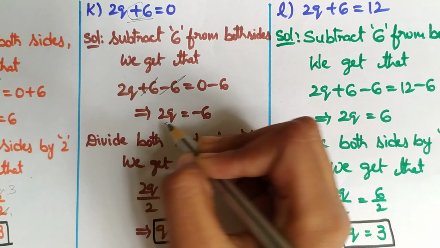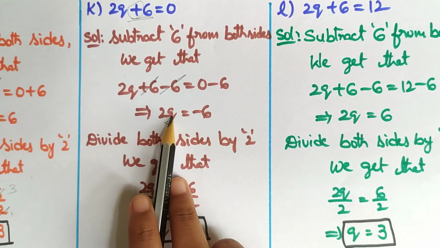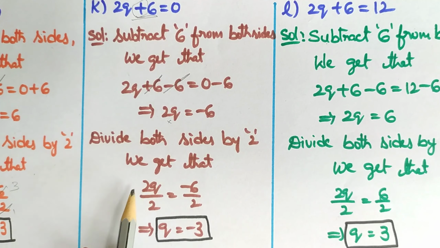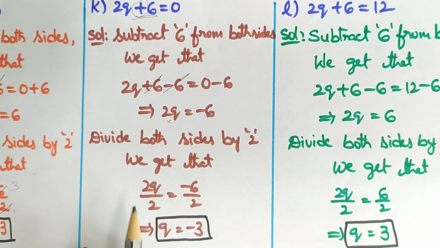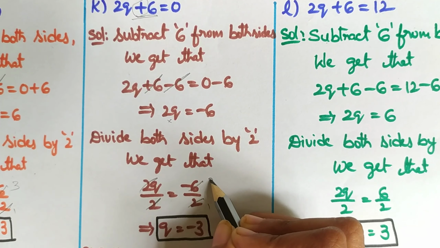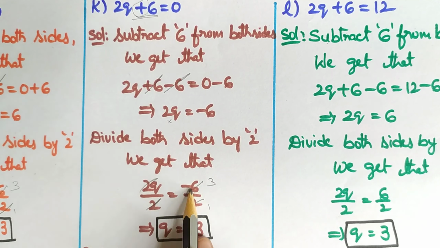2q is nothing but 2 into q. Here it is multiplication, so division. Divide both sides by 2, we get that 2q by 2 is equal to minus 6 by 2. 2q by 2, the 2s get cancelled, and 2 1s are 2, 2 3s are 6. So q is equal to minus 3.